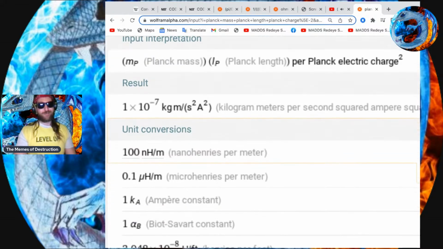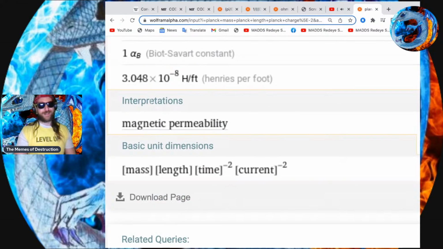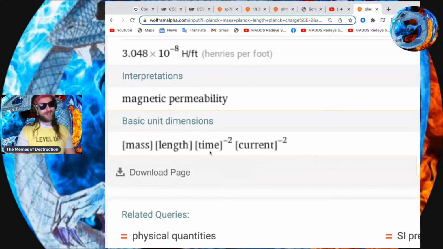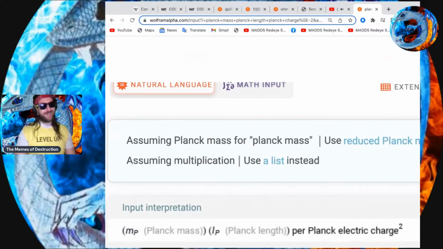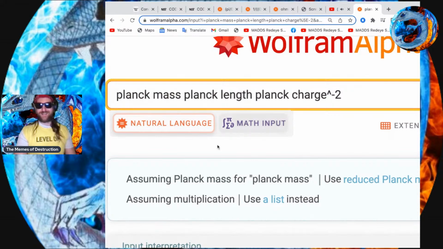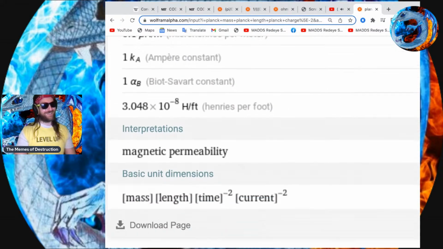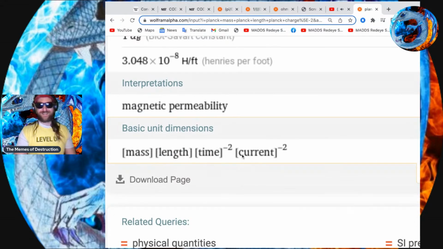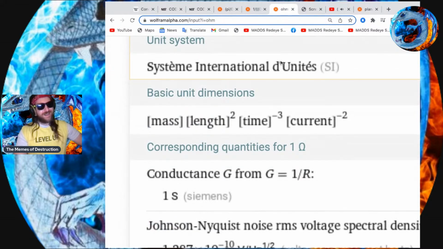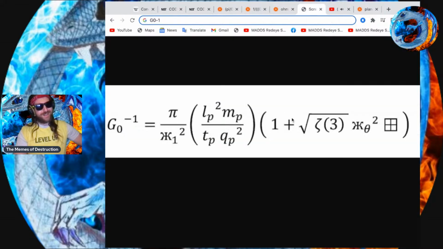But the whole point of this is the interpretation is magnetic permeability. Wait a second, we only have mass, length, charge. We didn't put any time in there, did we? Mass, length, time to the negative 2, and then current to the negative 2. Oh, very interesting. Oh wait, we're actually missing a dimension of time, aren't we? Why are we missing the time? Because that was the wrong equation. See, we already have the unit of time there, so it should add up.